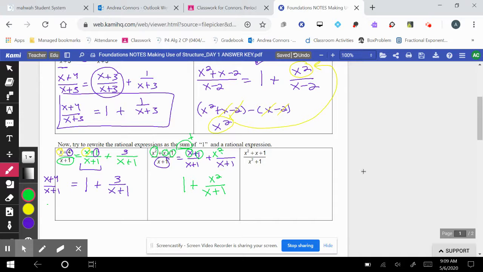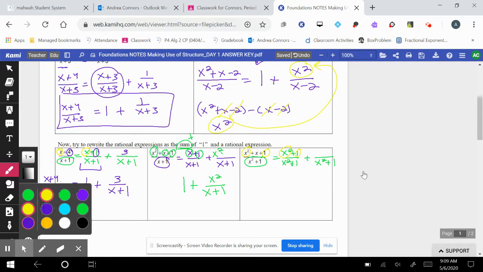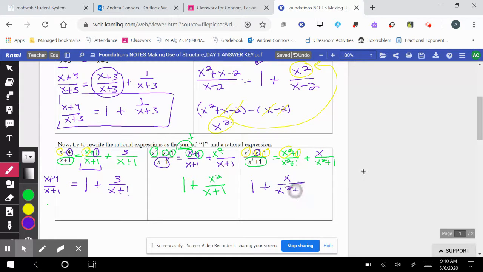Last one. So again, you take that denominator, you write it 3 times. And then you kind of go back. So I have an x squared and I have 1, so I don't need 1. I have a 1, so I don't need it. The only thing you have to include here is the x. So it's going to be 1 plus x over x squared plus 1. Because remember, this always gives you that 1 because it's self divided by itself. It will always give you 1.